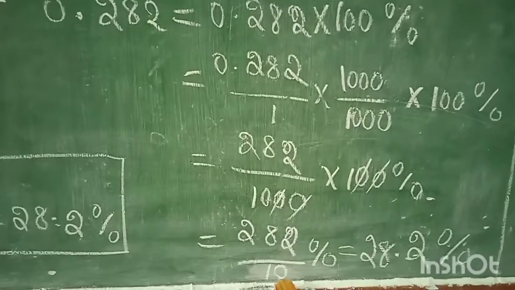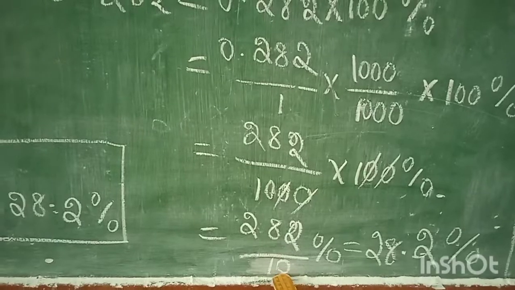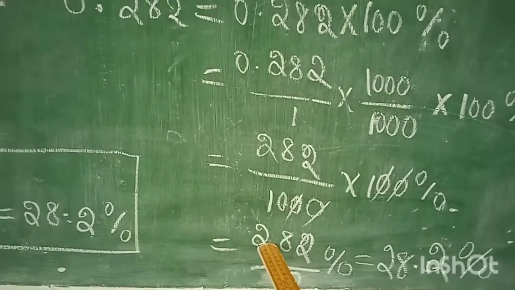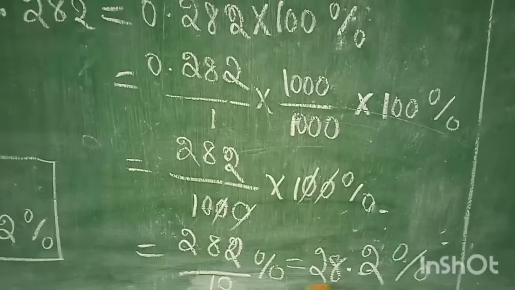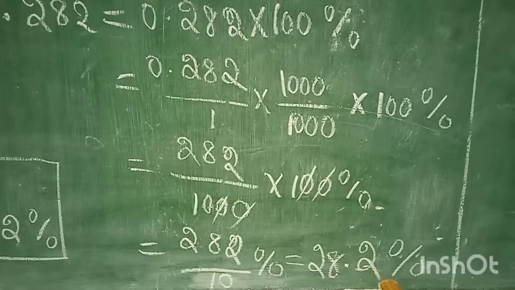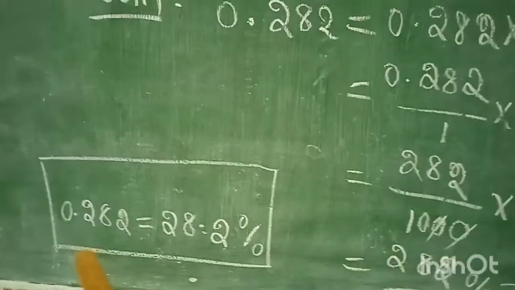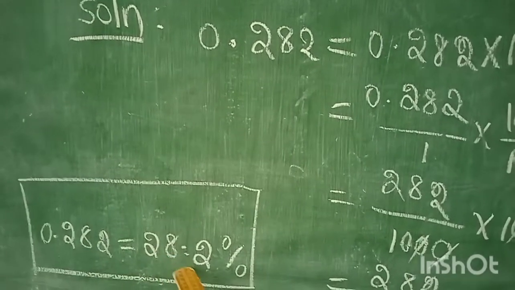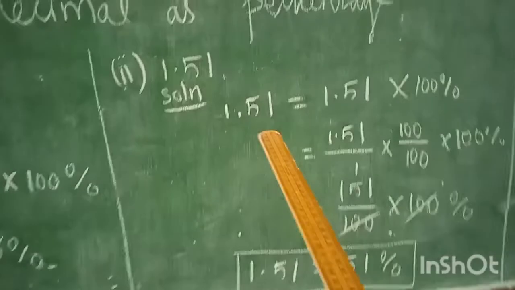So in the new denominator we have 10. If we have 10, you have to place your decimal point in the numerator after 1 digit. So directly you are doing that, 28.2%. So the final answer: 0.282 equals 28.2%. Okay, now we'll see one more sum.